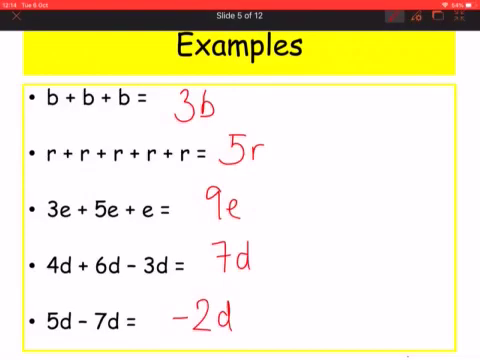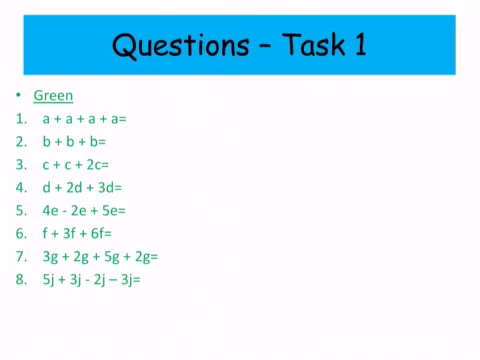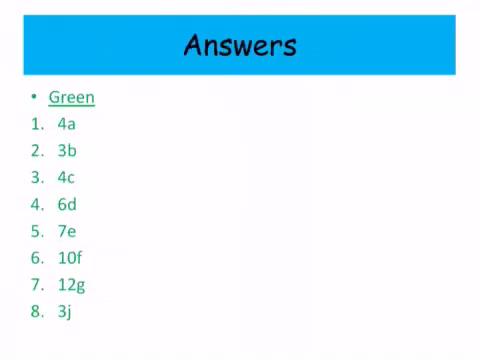So those are some simple examples. Let's have a look now at this task. Have a go at these for me. Be careful of the negatives in question 8 and in question 5. Pause me now and have a little go for yourself. Okay, so these are the answers to that first task. How have you got on? Hopefully you're ready to progress.